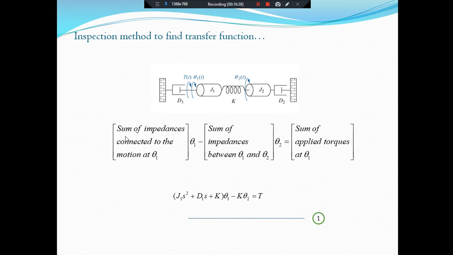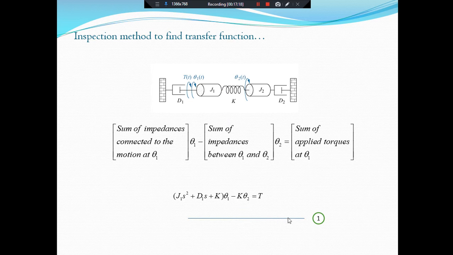Okay, now we will see for J1, as we have seen for the inspection method, there will be the sum of impedances connected to the motion of theta 1 into theta 1, and see what impedances are connected with the motion of theta 1. That will be this damping force, inertia, and this spring K. Okay, and now minus the sum of impedances between theta 1 and theta 2. Between theta 1 and theta 2, there is only one impedance common, that is K, times theta 2, equal to T.